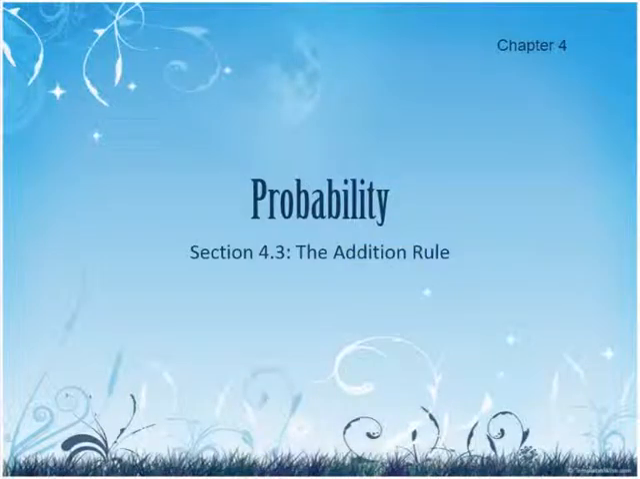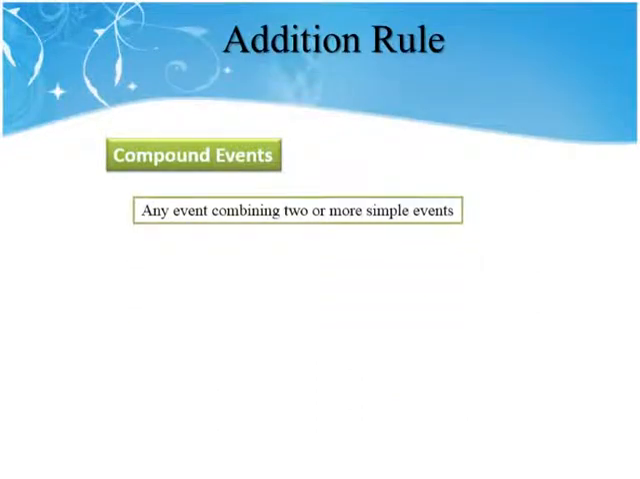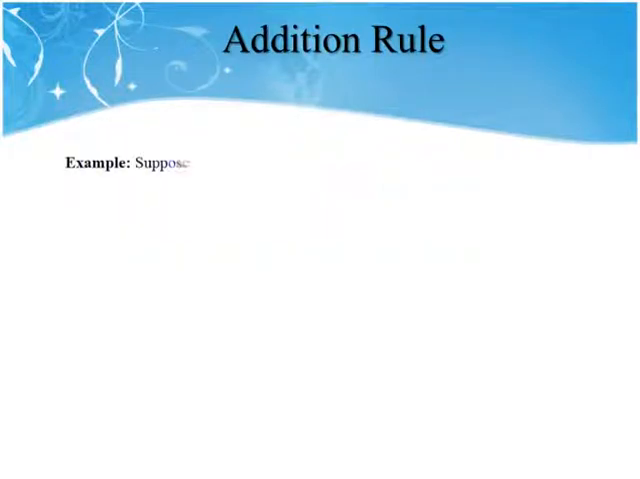Section 4.3, the addition rule of probability. In the previous section we talked about events. We're going to break that down a little more and just call a compound event any event combining two or more simple events. So in other words, we have simple events and compound events.